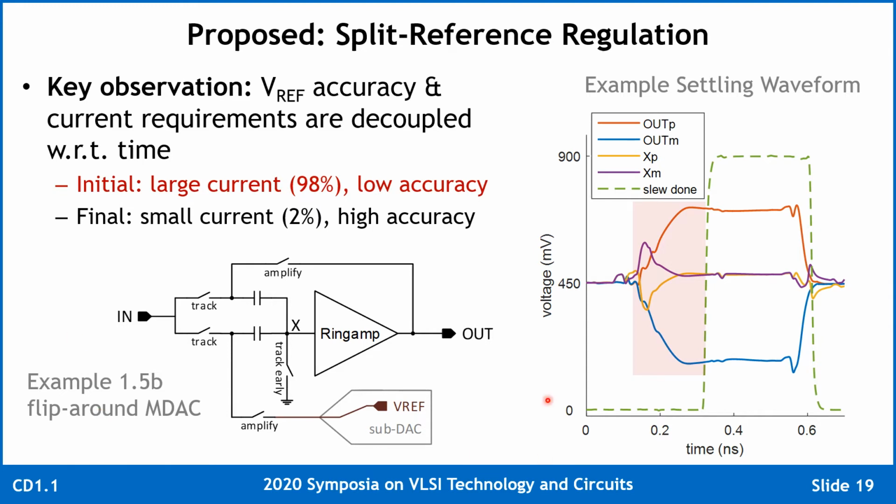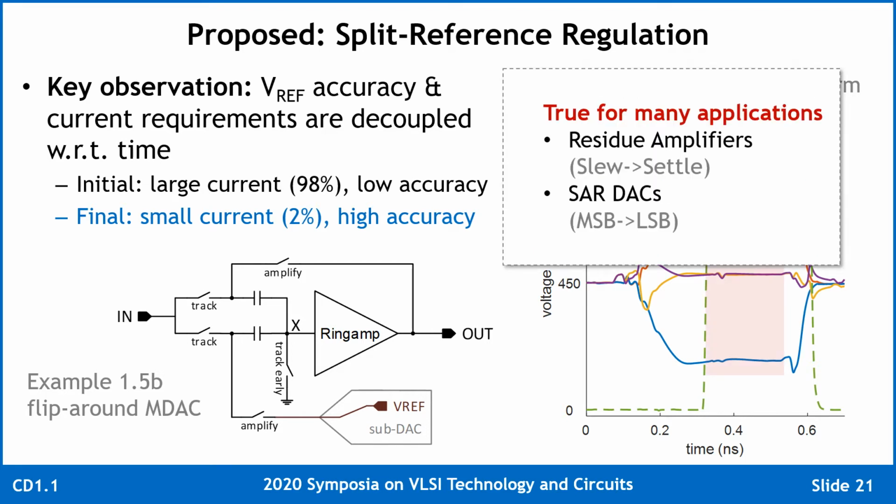Consider, for example, the Ringamp charging in this 1.5-bit flip-around MDAC structure where the reference charge is being pulled through the Sub-DAC. As the Ringamp waveform charges and slews up, this is when there will be a large initial current pulled out of the reference. In fact, 98% of the total charge pulled from the reference is at this time. During that time, we don't need high accuracy in the reference because we're still coarse charging. After the Ringamp begins settling, it only pulls a small amount of charge from the reference. However, it does require high accuracy.